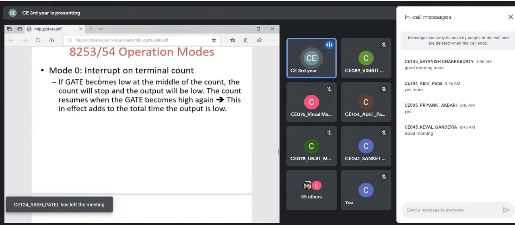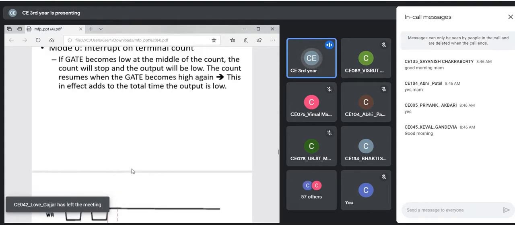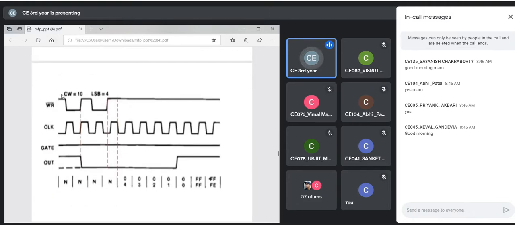In mode 0, the name was interrupt on terminal count. That means as soon as you reach your terminal count, you will generate an interrupt by sending a certain signal high or low. For that we have to write our control word. This control word indicates that a particular counter is selected, and that counter is selected in which mode? In mode 0.